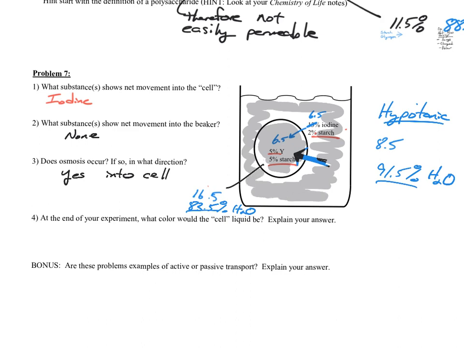All right. Are these problem examples of active or passive transport? It is passive. Good. You guys have been doing your reading. Diffusion is passive, which means the difference between active and passive is that active requires energy. If you're going down the concentration gradient, from high to low, it is passive. Okay? It's going to get a little tricky in a minute, just so you know.